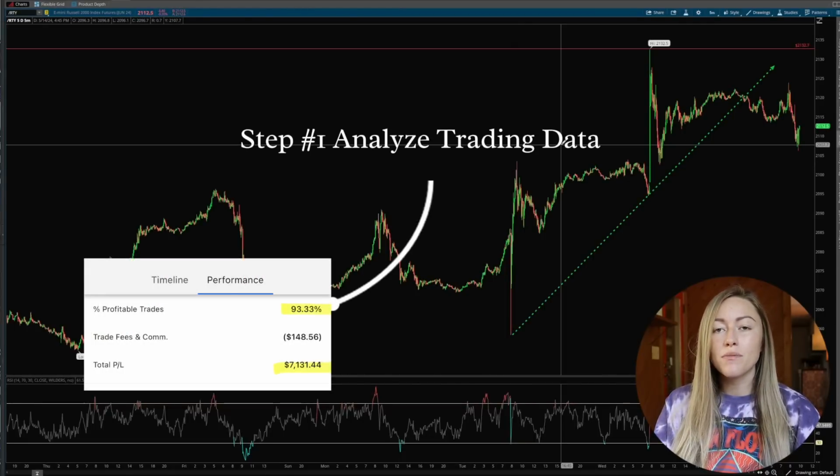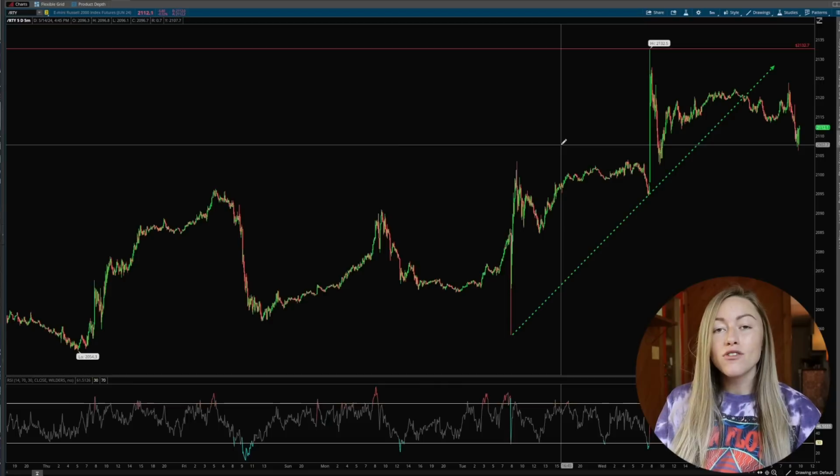So this should include numbers like your win rate. How many trades are you winning? How many are you losing? This should include data on times of day that you might be doing better than the other. And it can also include data on how many trades you're taking, if you're over trading, all of that stuff we need to know.